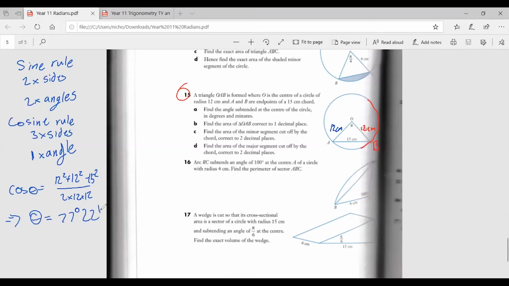And we end up with 70.25 square centimeters. One decimal place: 70.3 centimeters squared. Perfect.